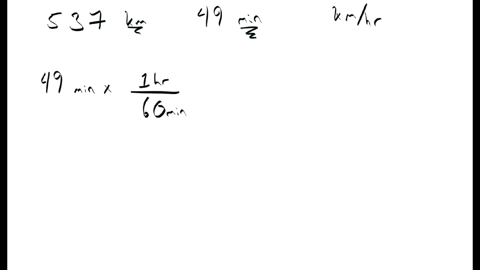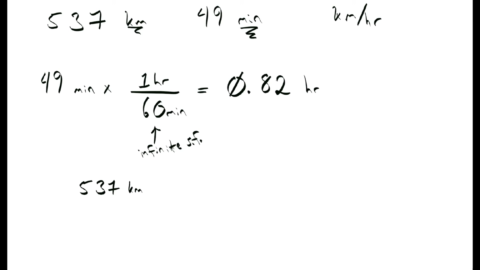For sig fig math, something like this has infinite sig figs. Okay, conversions like that, they are exact numbers. Okay, there are exactly 60 minutes in 1 hour, just by definition. So it has an infinite number of sig figs. So when you're doing a conversion, you're always going to keep exactly the same number of sig figs that you started with. And so when you do this math, you get 0.82 hours.